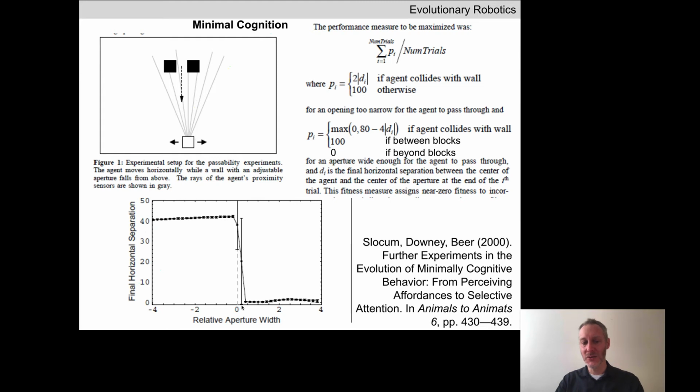What is the agent doing when the aperture is just barely passable? The width of the gap is just a little bit broader than the width of the agent. In theory, it can always get between. In this case, the aperture is 0.2 centimeters wider than the width of the agent. What is it doing?